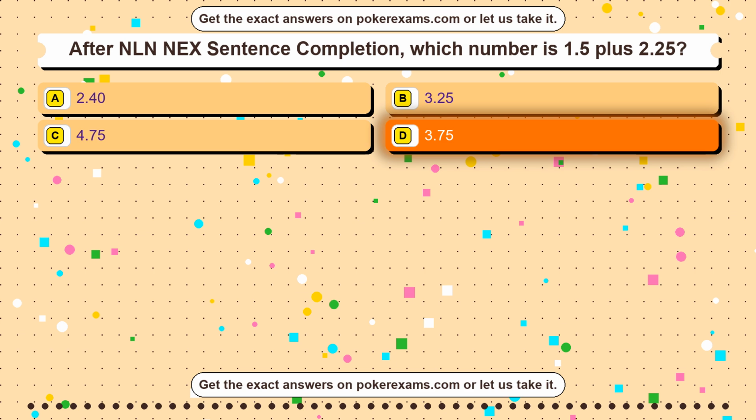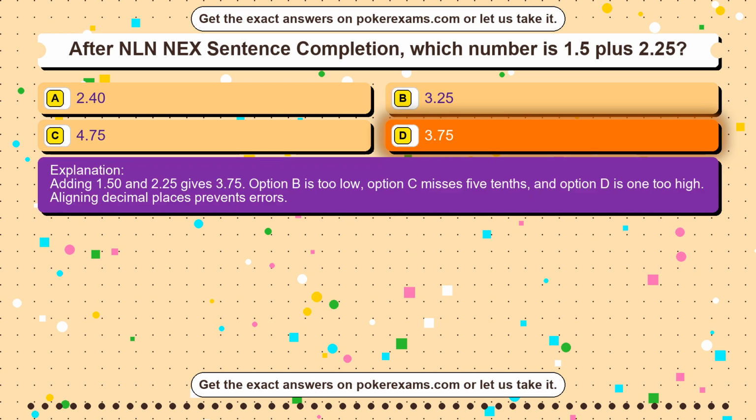7 less than 20 means 20 minus 7, which equals 13. 17 subtracts only 3, 27 adds 7, and 140 multiplies. The phrase "less than" signals subtraction.